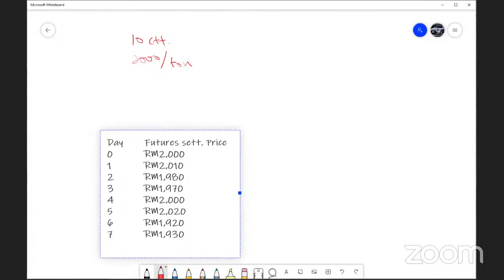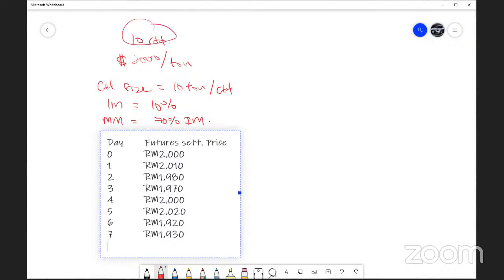The other information given to you: contract size is 10 tons per contract. This is $2,000 per ton. The initial margin is 10% of total value. Maintenance margin is 70% of initial margin. So first of all, we find out all this information.